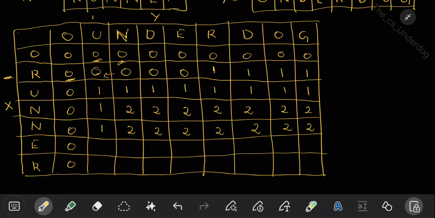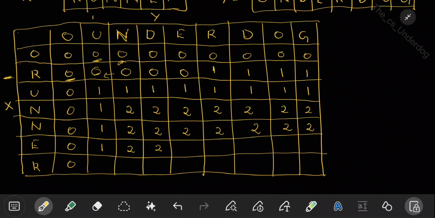Next is E. Coming to E, E and U do not match. So you will write 1 here, copied from top. E and N do not match. So you will write 2, copied from top. E and D also do not match. So you will write 2, which is again copied from top.